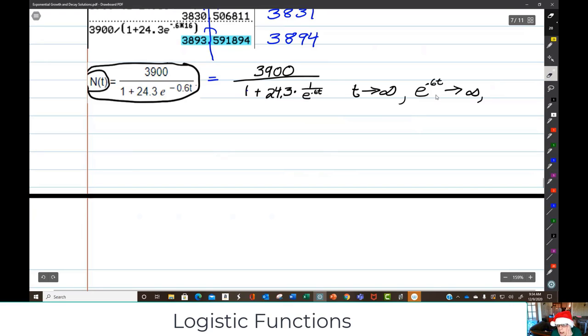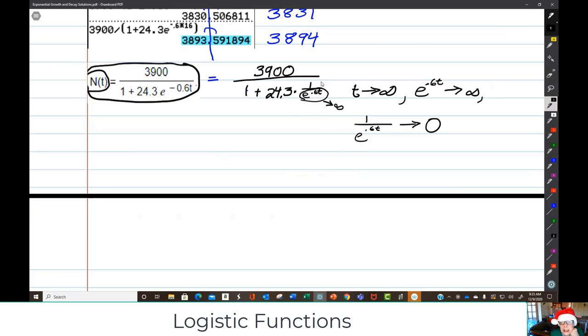This is going to cause the denominator here, this keeps getting bigger and bigger and bigger. So 1 divided by a number that's getting bigger and bigger is going to be getting smaller and smaller and smaller.